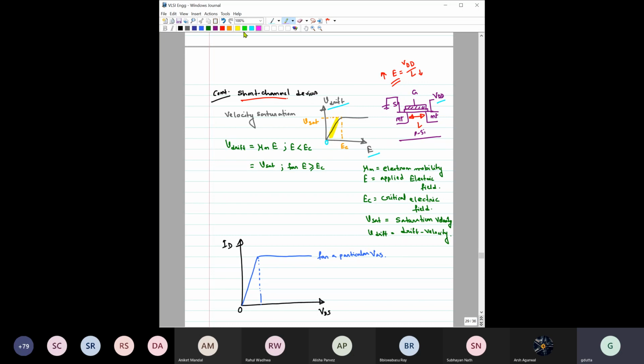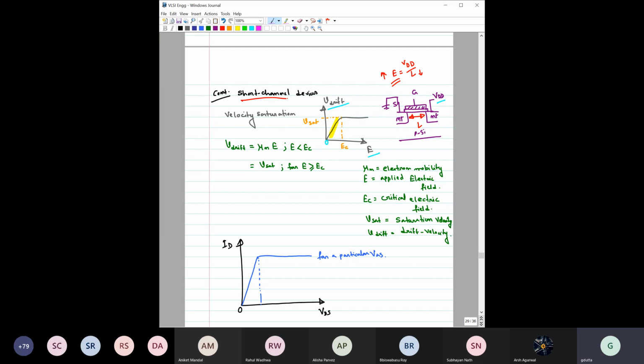Now, tell me, where is the mobility here? Can you comment? Where is the mobility here? Slope of the graph. So how is the mobility changing with change in electric field? A constant. Yes, very good.